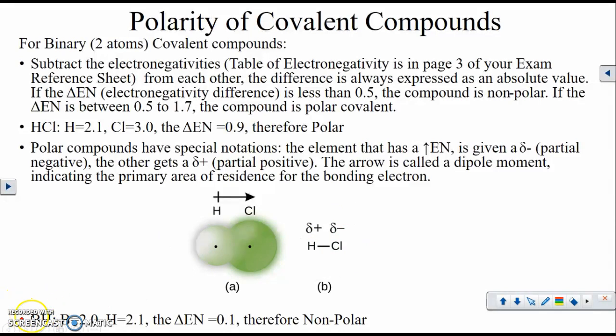That's an example of a polar covalent compound. What happens when you have boron monohydride? Boron has an electronegativity of 2.0, and hydrogen has an electronegativity of 2.1. The electronegativity difference is 0.1, which is less than 0.5, therefore this is nonpolar. The good thing about nonpolar molecules is we do not have to draw partial negative and partial positive charges or indicate dipole moments. So again, for binary covalent compounds, identifying something polar or nonpolar is quite simple.